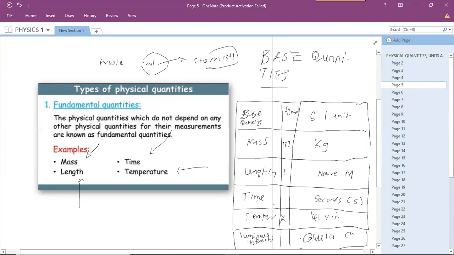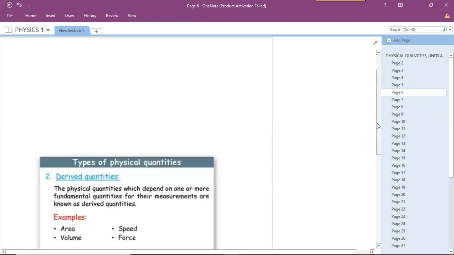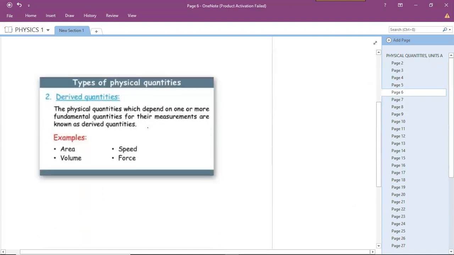So with all these fundamental SI units, mass, length, time, temperature, luminous intensity, we can derive all other units in physics. And because we're deriving all other units in physics, we can have derived quantities. So derived quantities are quantities that are derived from the base units. Let me give you examples of certain derived units. For example, area. Let's start with area.